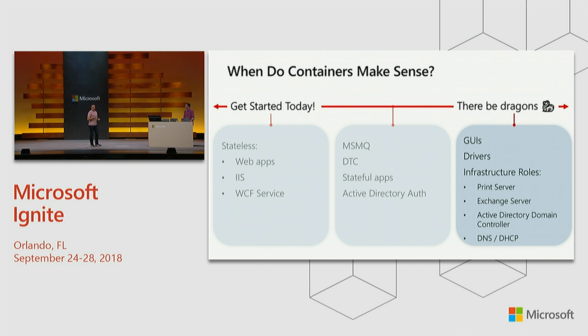Infrastructure roles. So the typical ones we hear about: print servers, Exchange servers, Active Directory, DHCP, DNS come up a lot. The biggest challenge with a lot of these is that they are kind of built around the notion that they live forever. You set up an Active Directory domain controller, it propagates its state. That can take quite a while depending on the size of your Active Directory forest, and it's supposed to live forever.